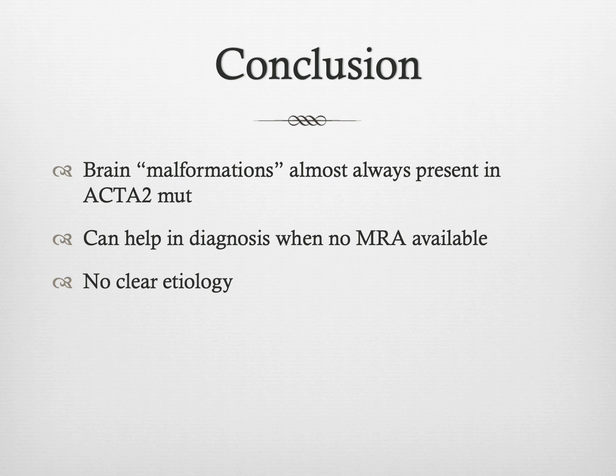So the so-called brain malformations that we think again are deformities are almost always present in the ACTA2 patients, and they involve the corpus callosum and the midbrain. This can help in the diagnosis, especially when you don't have an MRA available and the etiology is not clear.